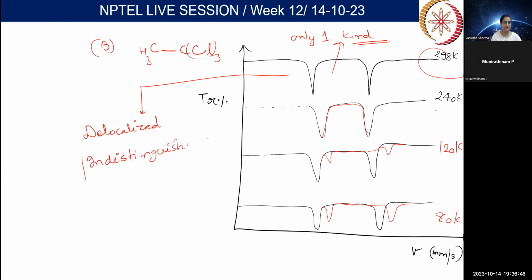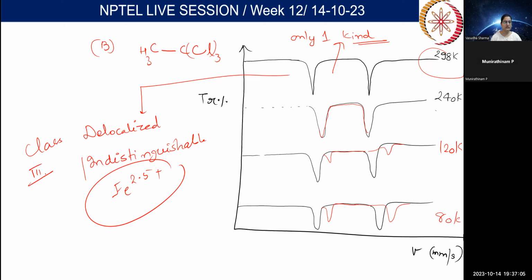Only one peak is there. Of the 3 different irons, we said 2 are the same and 1 is different, but here we are getting the spectra only for 1. That means all 3 have an average of Fe 2.5. So this is a case of class 3 mixed valence complexes at high temperature.